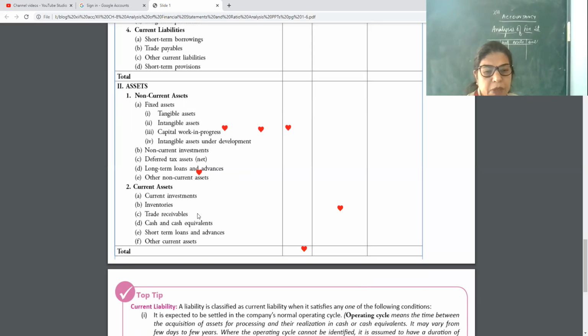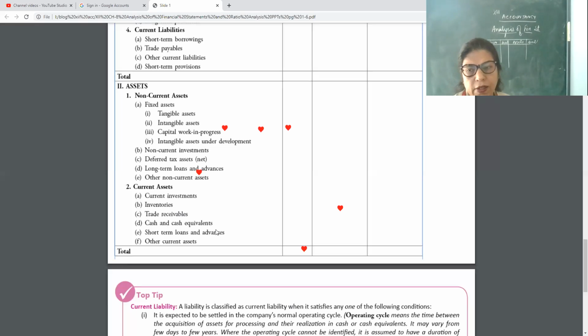Trade receivables means debtors. When the organization sells goods on credit basis, they will receive the amount in future. That is known as trade receivables. Then cash and cash equivalents, like cash balance and cash equivalents. Cash equivalent means deposits in the bank, demand deposits, short-term investments, and marketable securities.